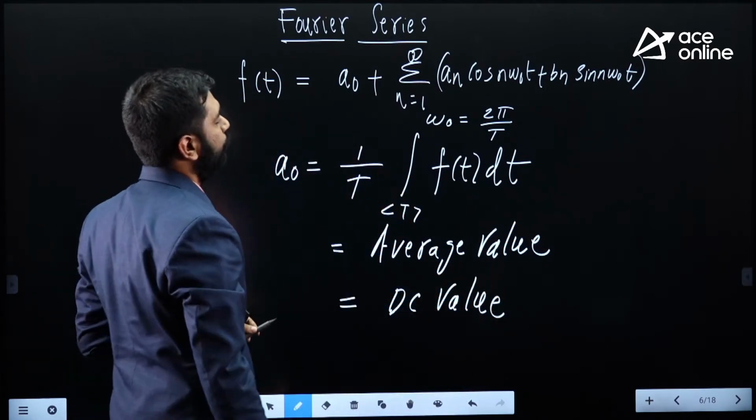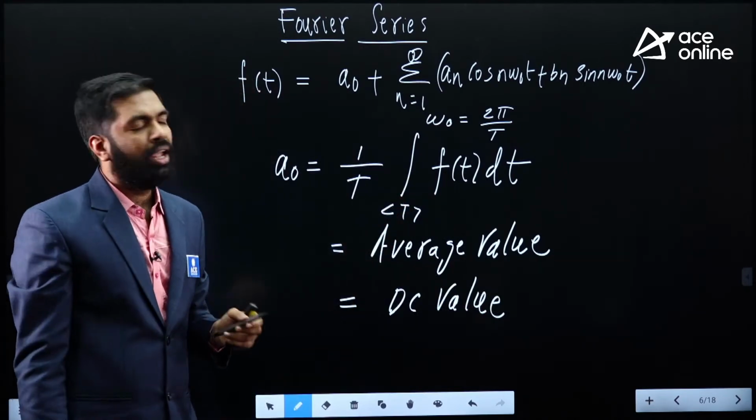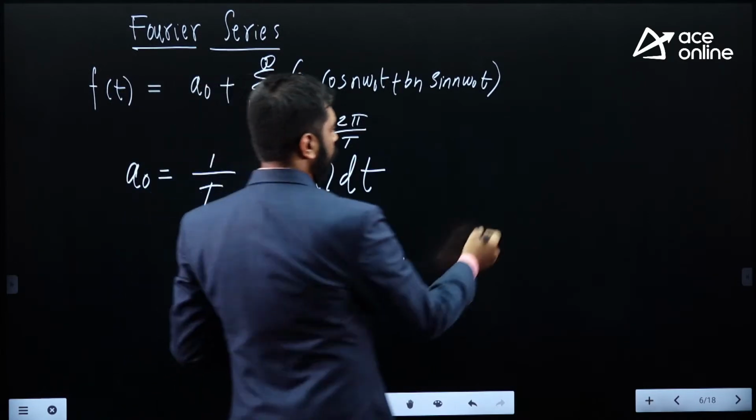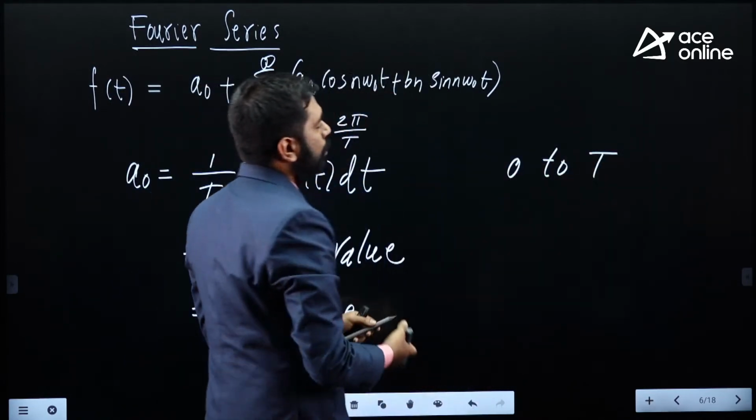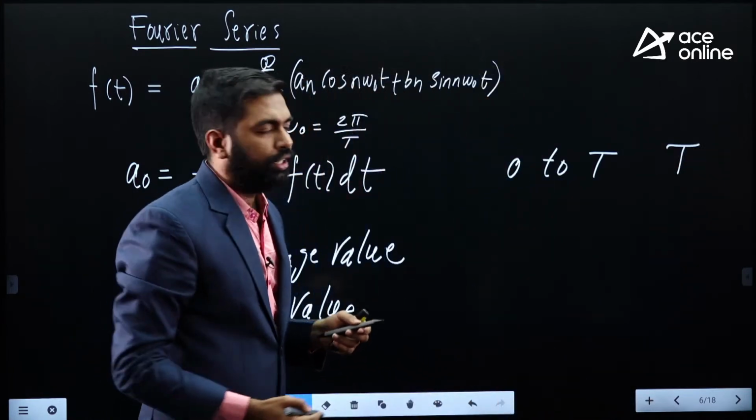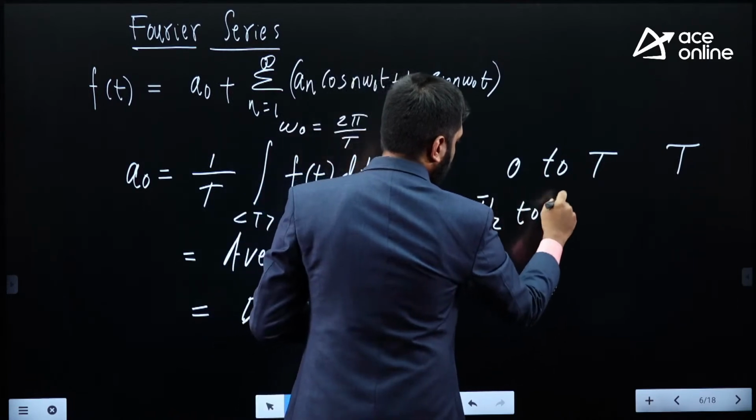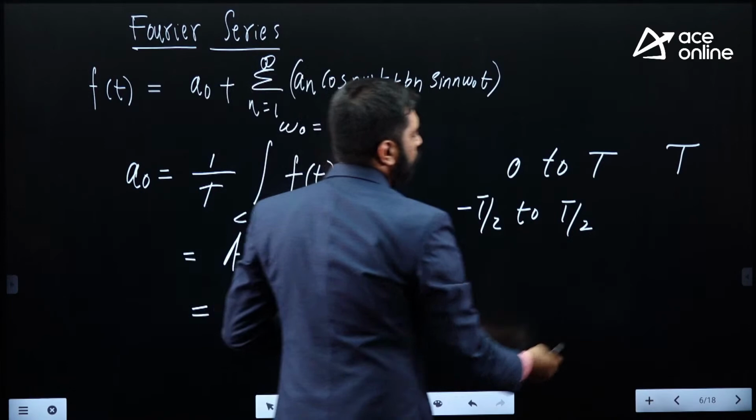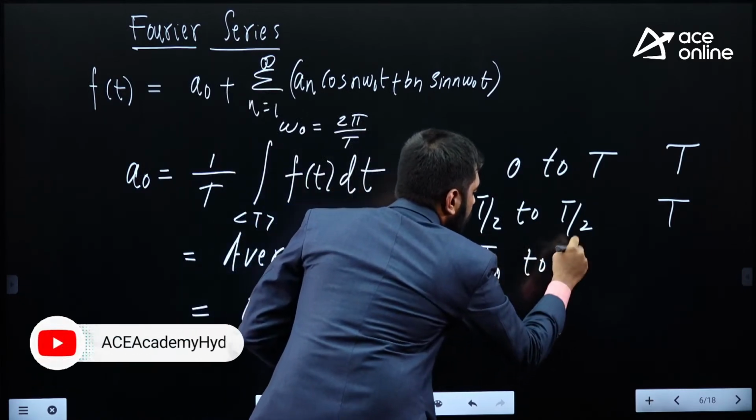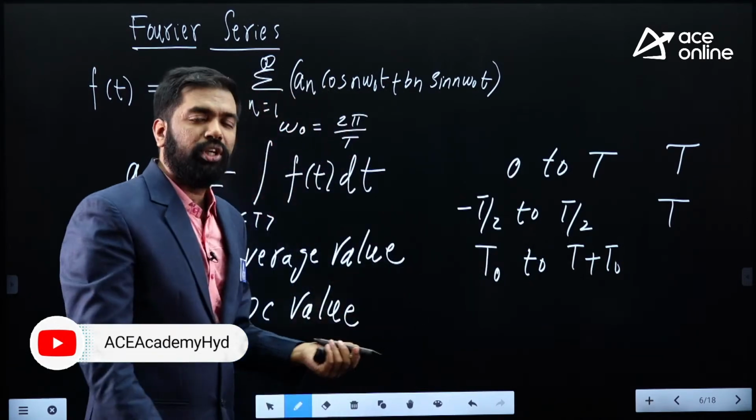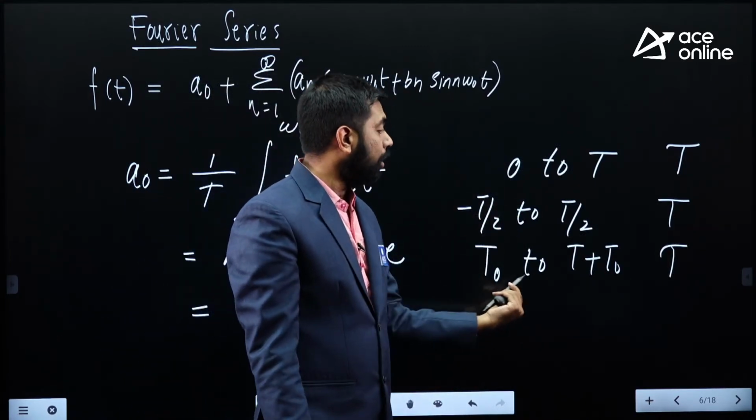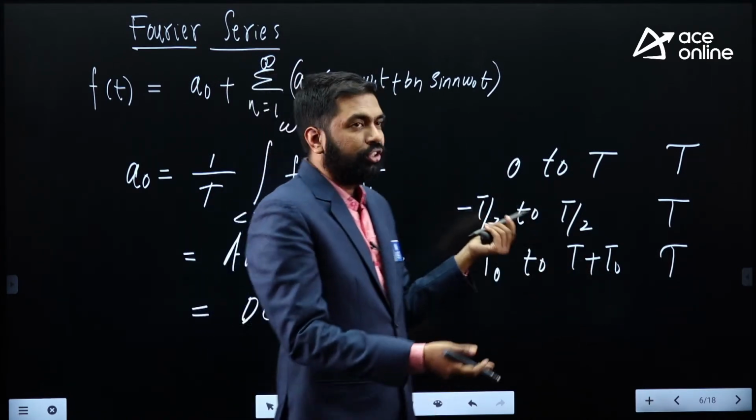To find this, we need to integrate this function over one fundamental period and then divide by that fundamental period. For example, if the duration is from 0 to capital T, obviously the duration is capital T. If the duration is from minus T by 2 to T by 2, it's obviously capital T. Let's say you have considered from T naught to T plus T naught. The duration is again capital T. So it doesn't matter whether you integrate from 0 to T, or minus T by 2 to T by 2, or T naught to capital T plus T naught. In all these cases, the duration that you have taken is capital T.